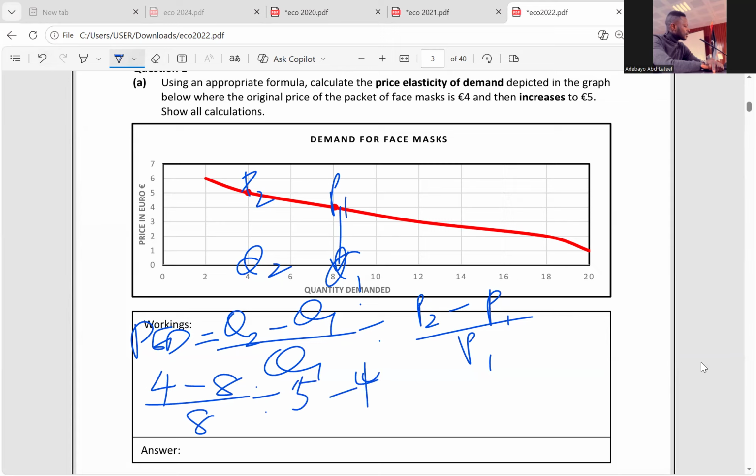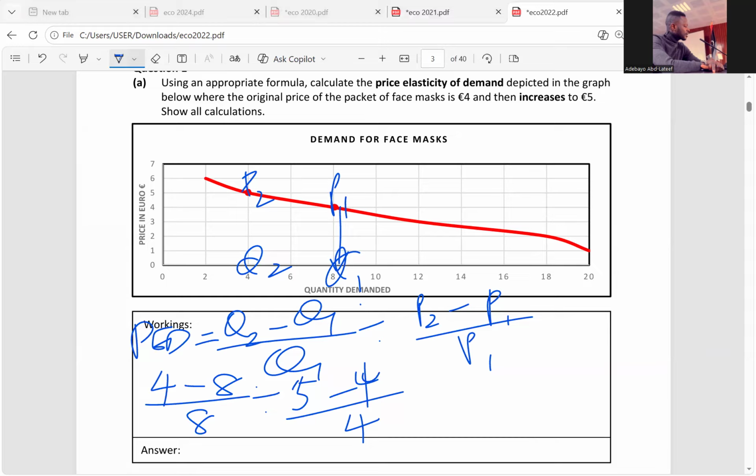Okay, let me quickly save this before we go further. Rename. Economics 2021.